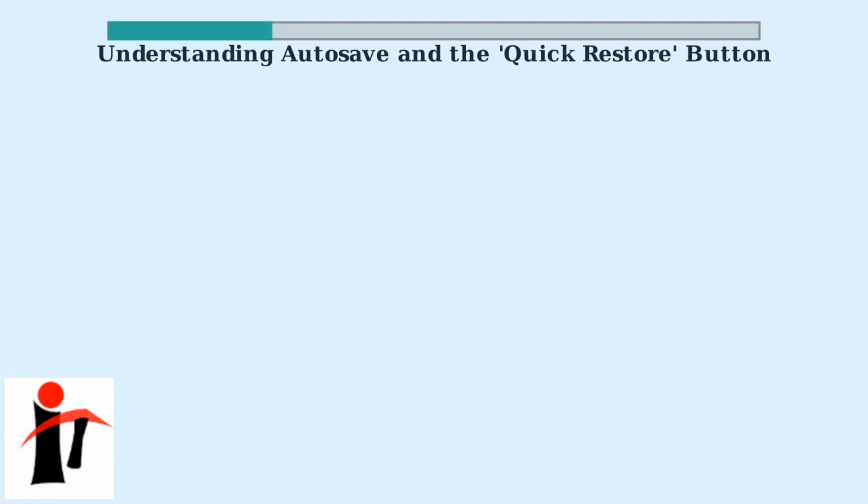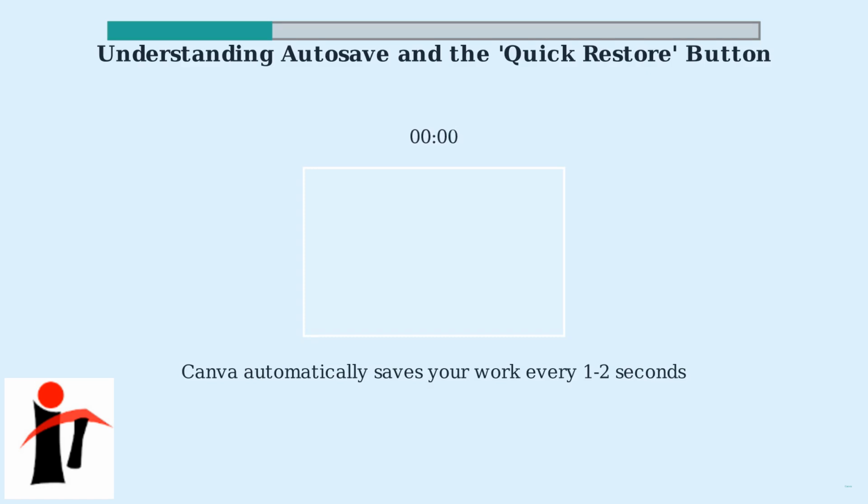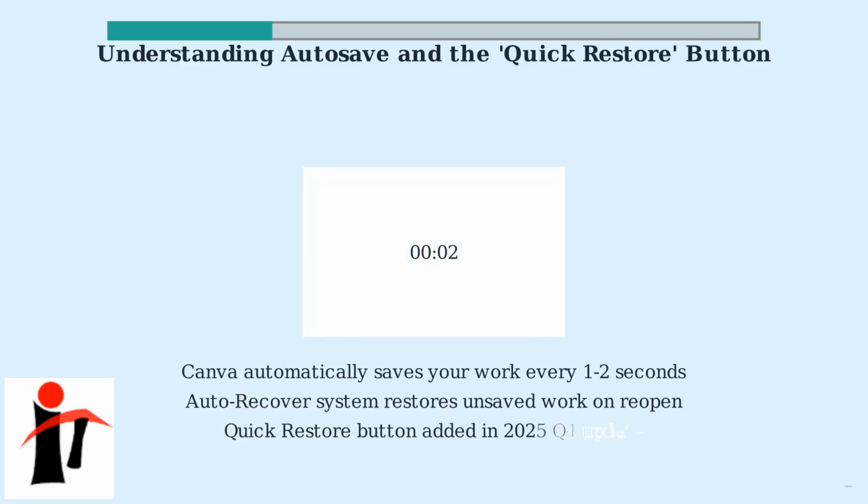Canva automatically saves your work every 1 to 2 seconds. Thanks to the enhanced auto recover system introduced in early 2025, the platform seamlessly recovers unsaved work upon reopening the app or website. In the 2025 Q4 update, Canva added a quick restore button in the editor interface to address accidental deletions, making the recovery process even more intuitive.